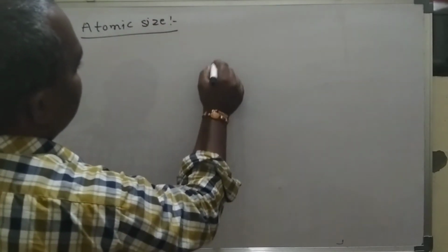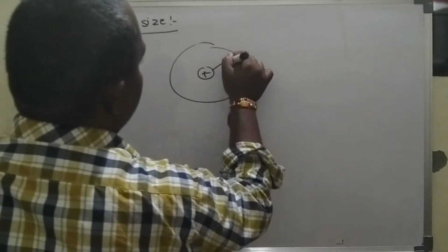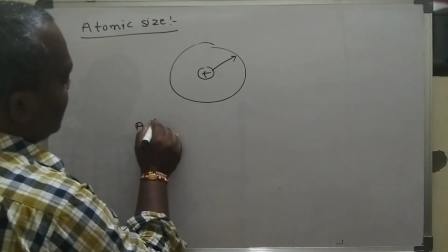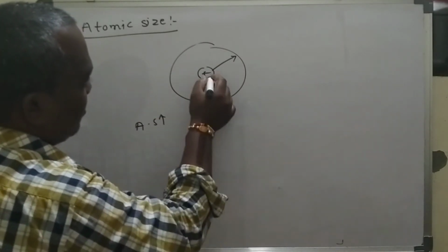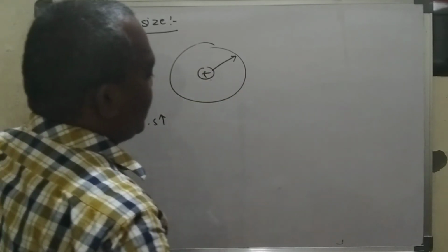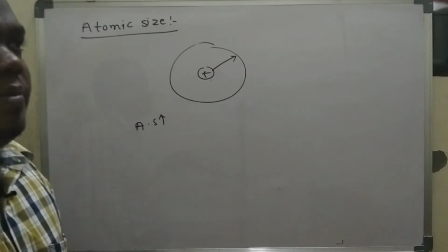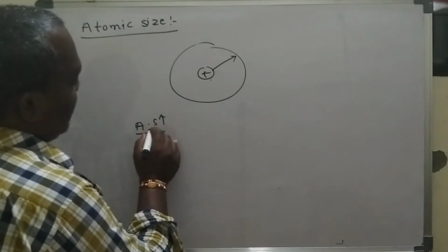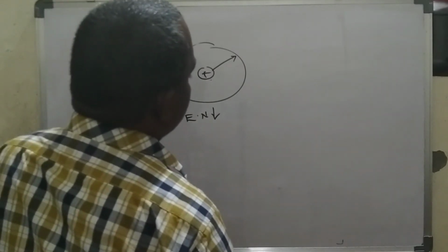So we know that the distance between the center of the nucleus to the outermost electron is called the atomic size. As the atomic size increases, the outermost electron is moving far away from the nucleus. Then the pulling of the shared pair of electrons decreases. So as atomic size increases, electronegativity decreases.